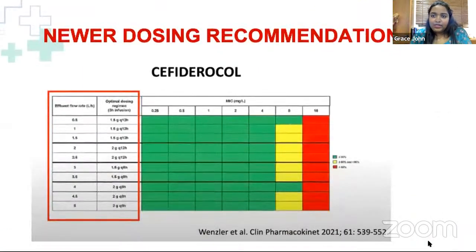Now, the good thing about how new drugs are coming is that, like you can see for cefiderocol, the package insert, the FDA label, is already coming with optimal dosing, based on the effluent flow rate. The higher the rate, the higher the dose has to be. You can see that whenever the effluent rate goes up from 0.5 to 5, the dose changes from 1.5 to 2 g Q8H. So now the good thing is that for new drugs, along with the renal dosing instructions, you even have instructions for CRRT.